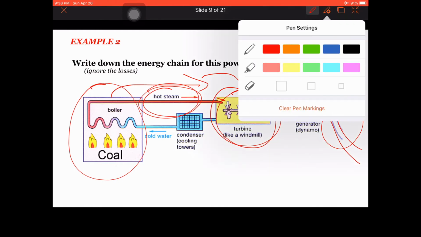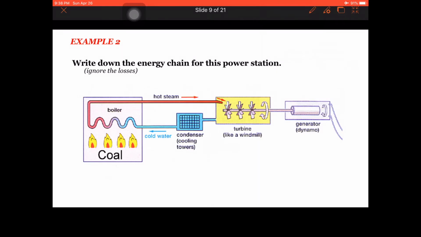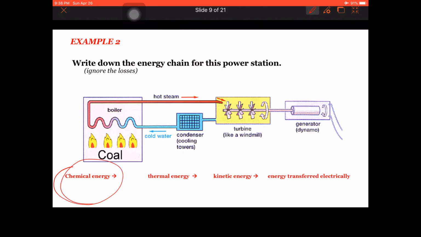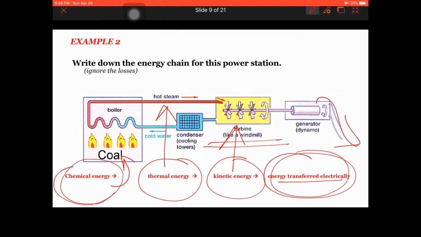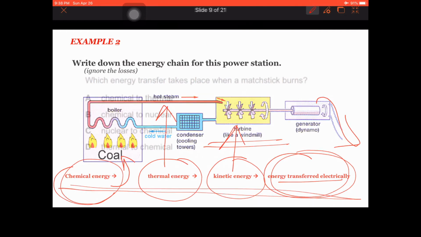So what do you think is the answer for this? Here's the answer. It starts with chemical energy, which is stored in coal. Then it is transferred as thermal energy in the form of hot steam. And then the hot steam will create kinetic energy in the turbines, like a windmill. Finally, the energy will be transferred electrically, and then it will be transported to our homes. So this is the answer for this example.